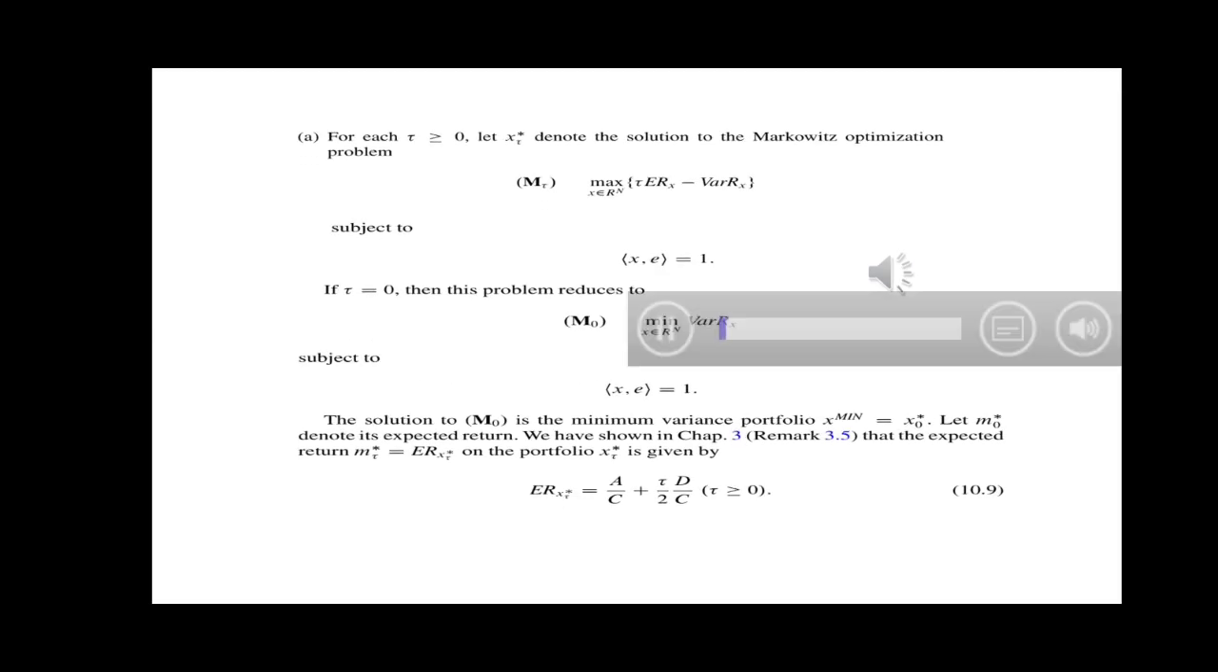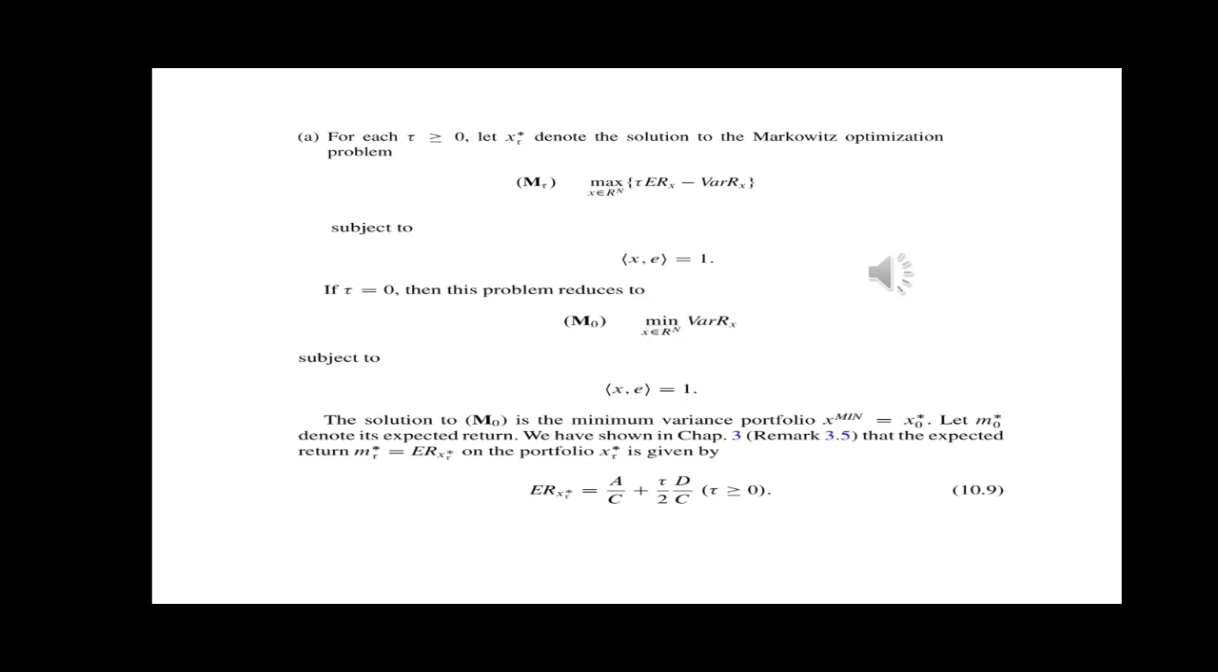In this slide, the solution of A. For each tau greater than or equal to 0, let x tau star denote the solution to the Markowitz optimization problem: maximum tau E[R_x] minus variance R_x subject to x times c equals 1. If tau equals 0, then this problem reduces to minimum variance R_x subject to x times c equals 1.